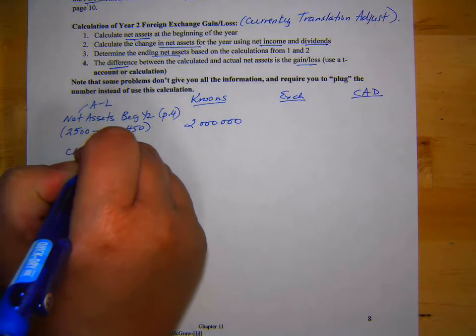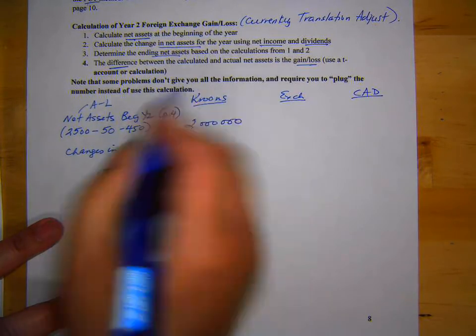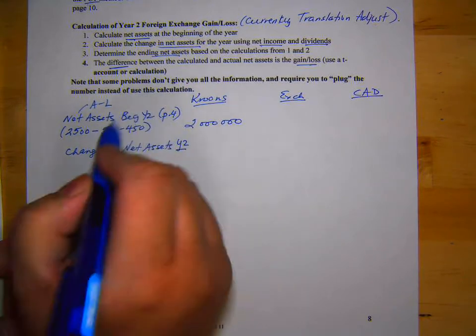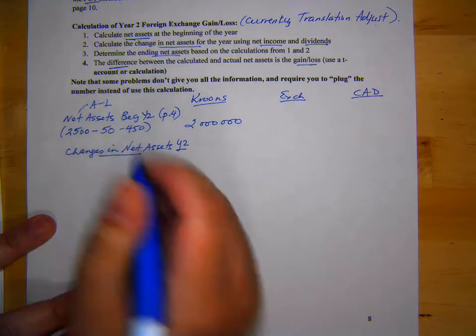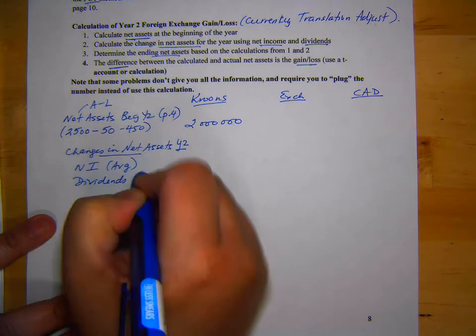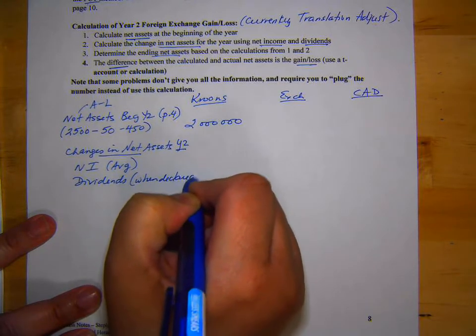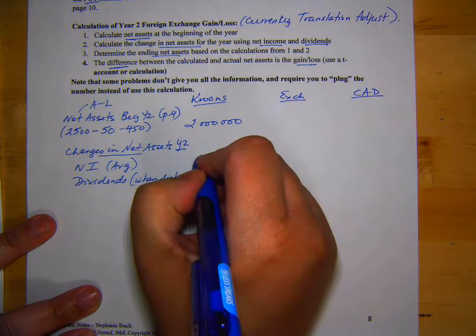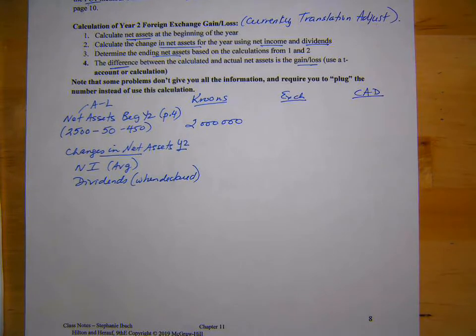Then we look at changes in net assets for year 2. What we're going to do is take net income, and everything was at average, and dividends. And we know that's when declared. So, net income, looking at page... hang on, I'm having a little blank moment here about where I'm getting my number from. 300,000. It's in kroons. I was looking at Canadian dollars.